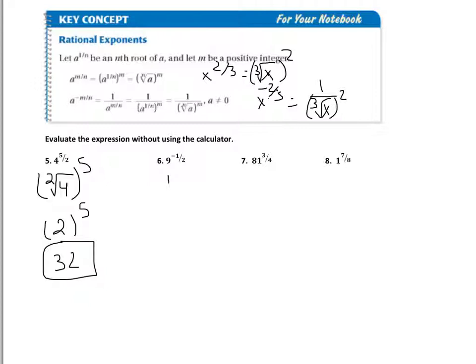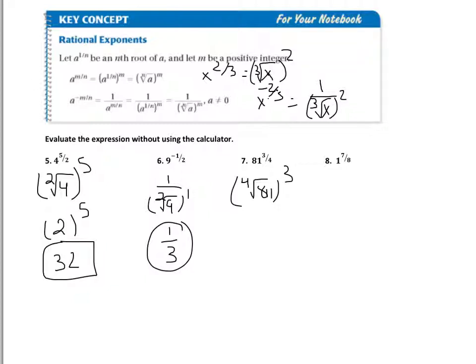So this tells me 1 over the square root of 9 to the 1st power. Well, what's the square root of 9? 3. So 1/3. So this would tell me the 4th root of 81 to the 3rd power. 4th root of 81 is 3. 3 to the 3rd, 27. 1 to any power, 1. Yep. So hopefully we're seeing this, guys.